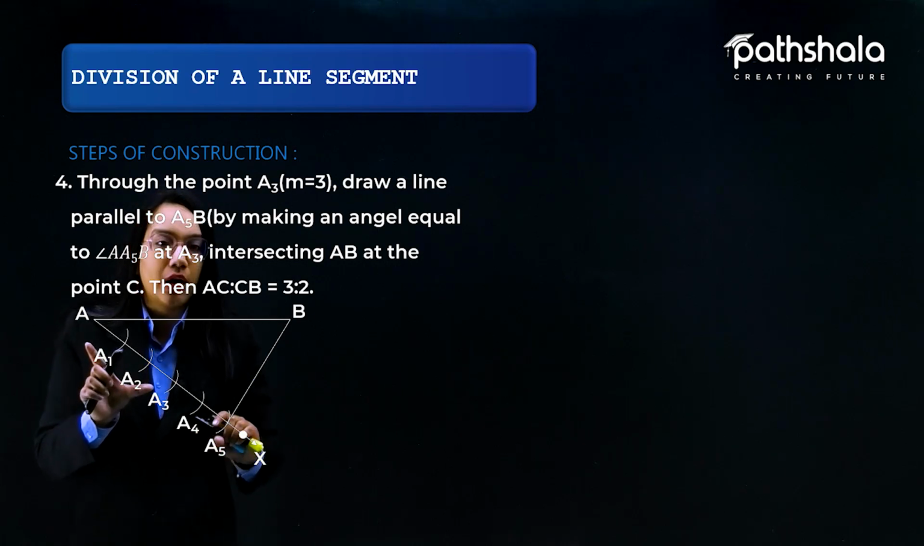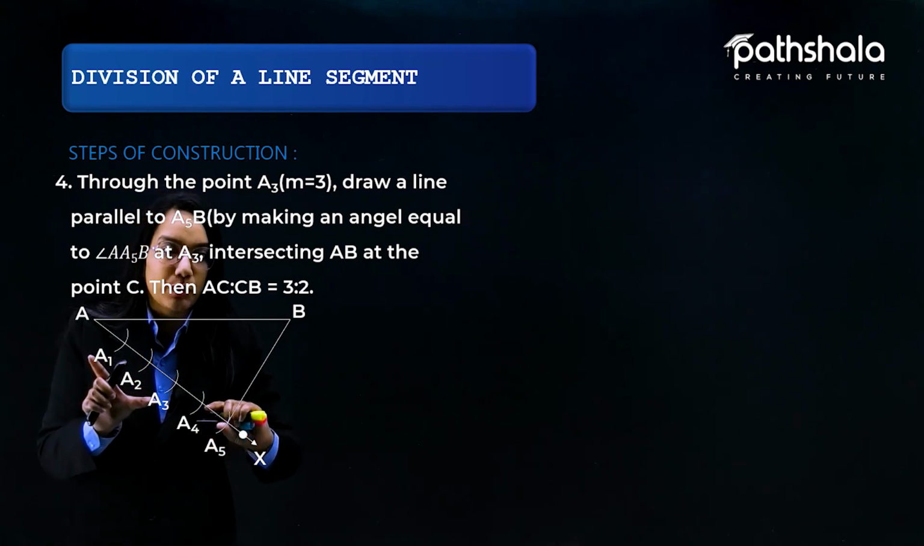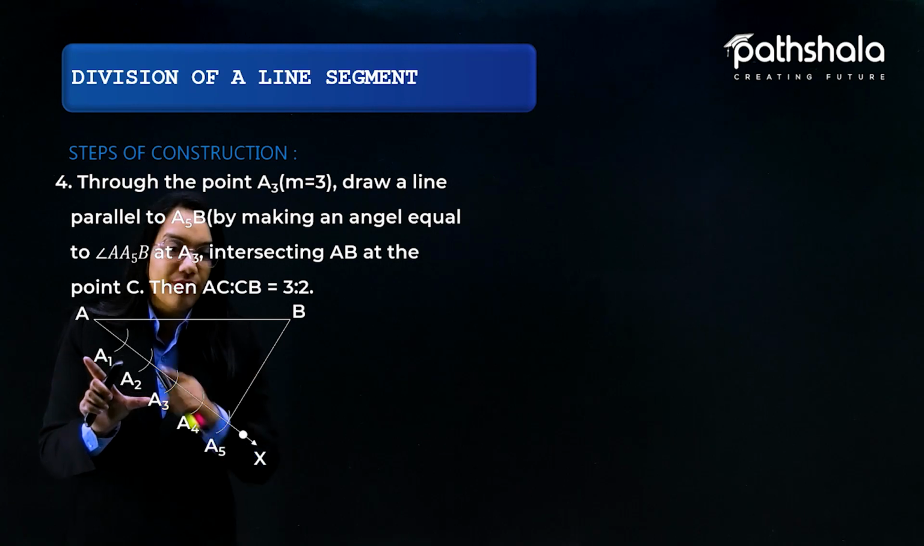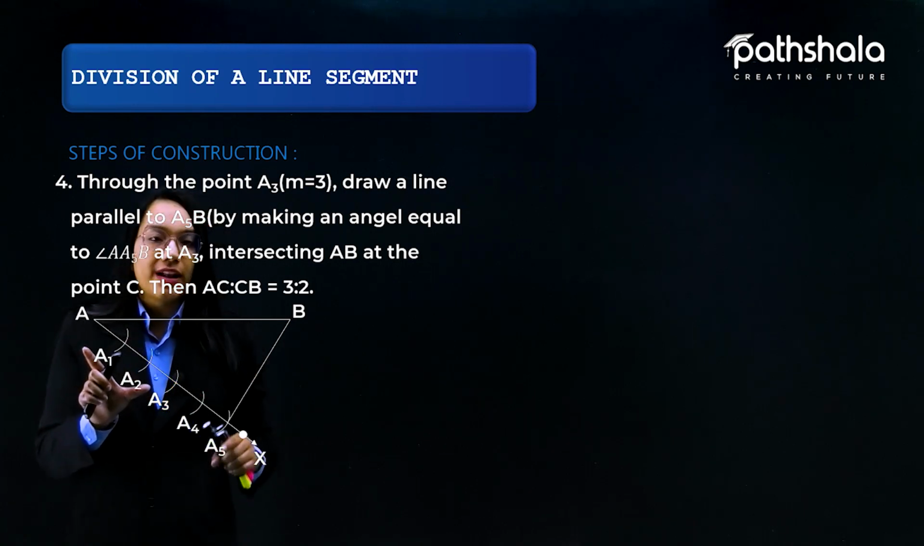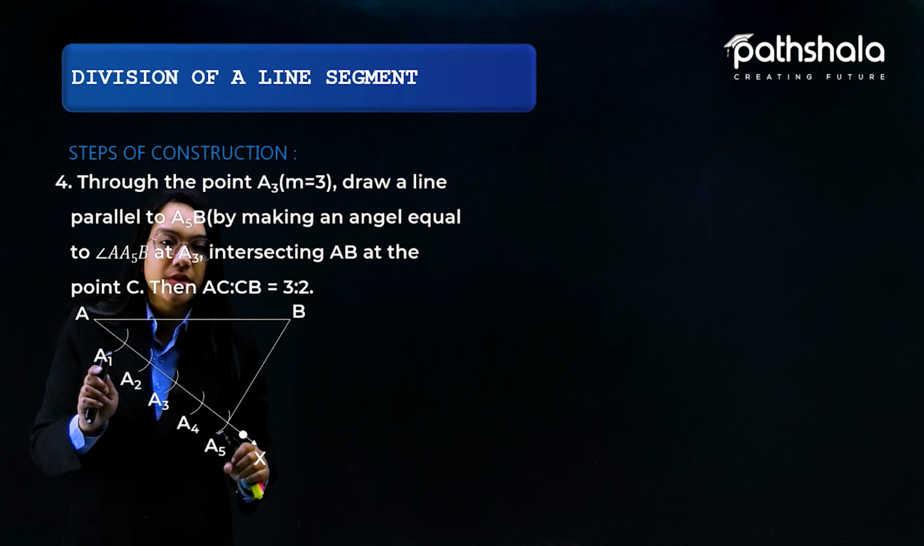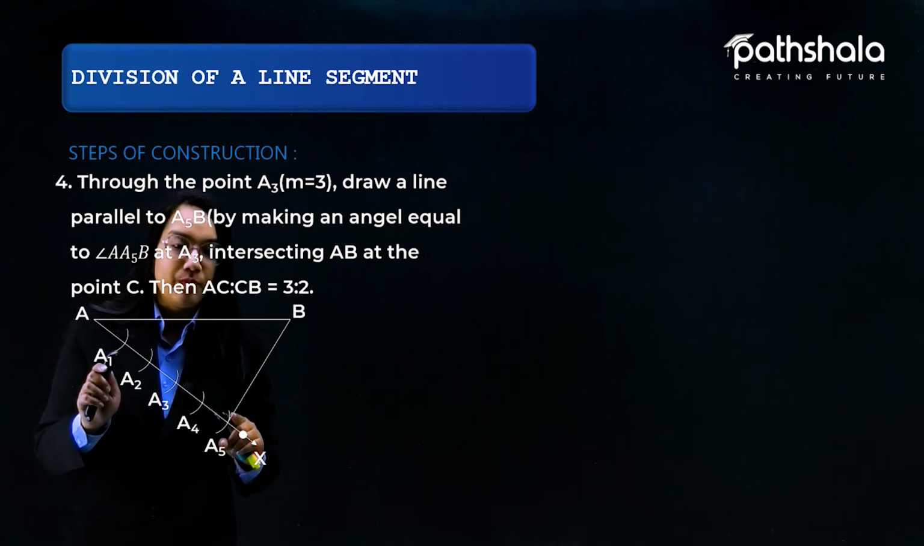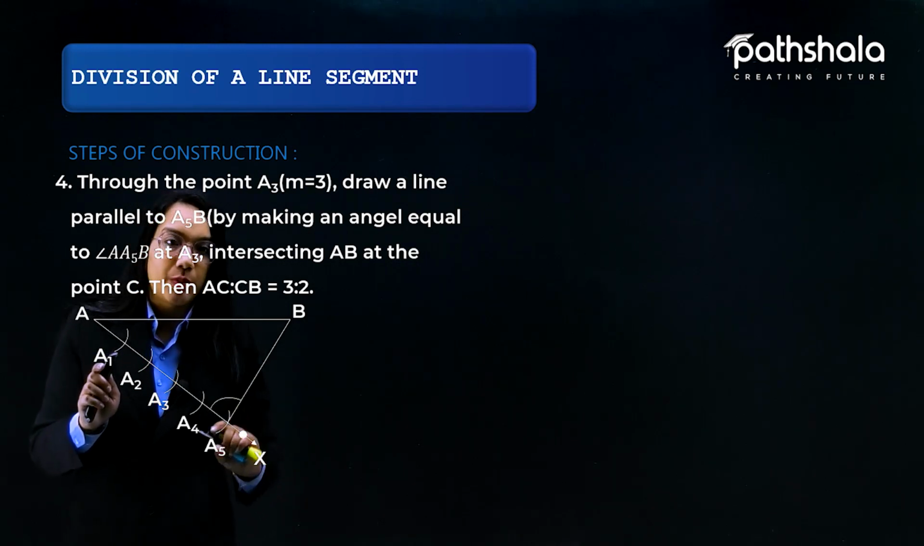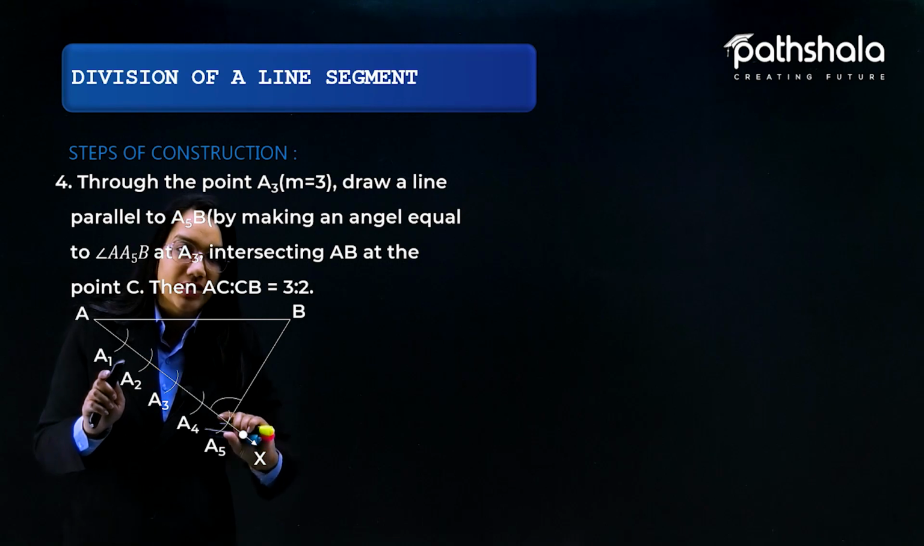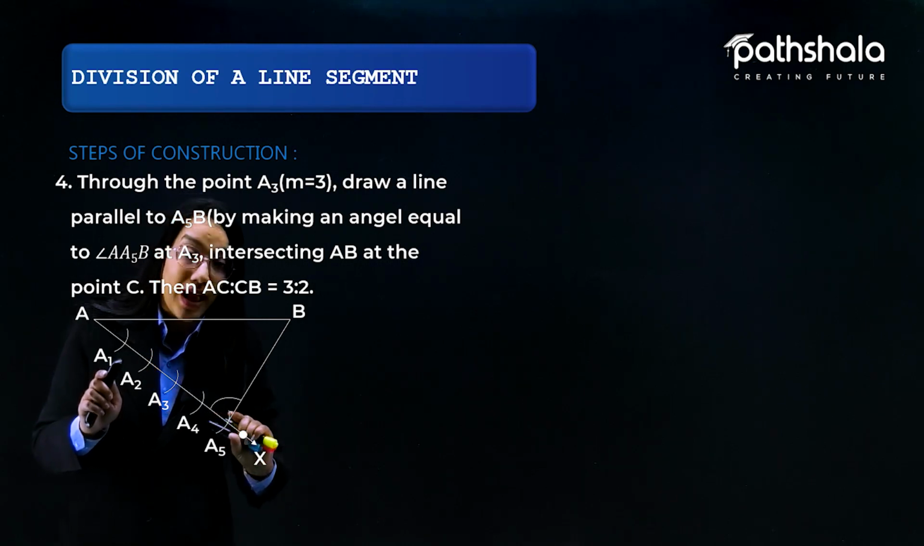We can measure the angle over here. We can measure the angle which is made by this BA5 with this AX. So let us suppose, using the help of the compass, I am measuring this particular angle, using A5 as a center.